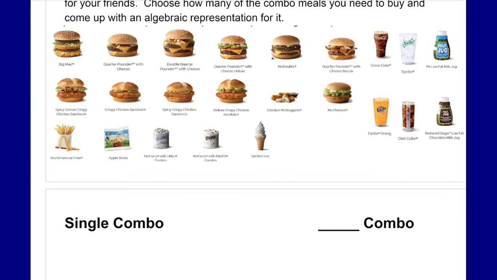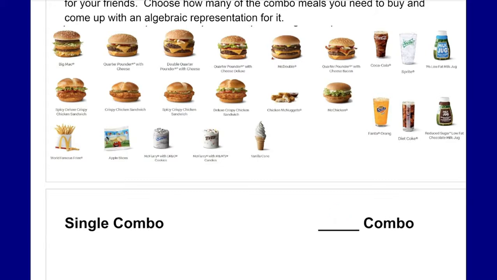I want you to write out that algebraic expression for that single combo meal for yourself. And imagine then that you're like, you know what, this combo meal is the best combo meal I've had. I want to share this with my friends, or I want to share this with people. How many combo meals are you going to buy? How many people are you going to share this with? Maybe you're going to share it with 4 people.